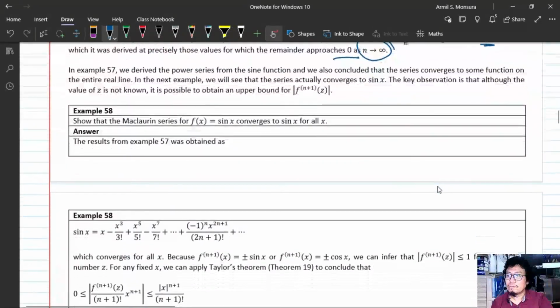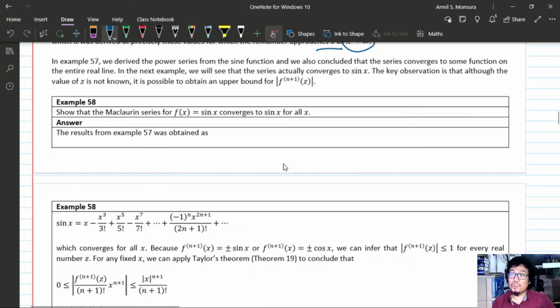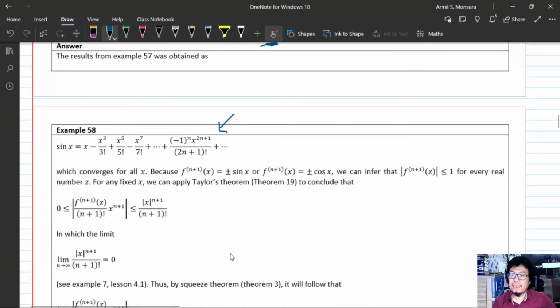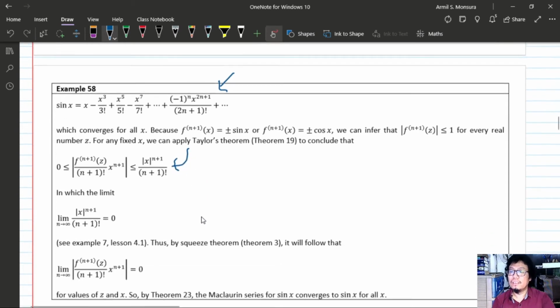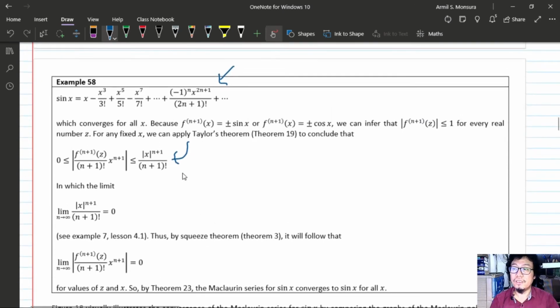So now example 58 would show you how to prove that the series we were able to obtain in example 57, this one, actually approaches sine x. So here we find that the upper limit of your error can be written this way.